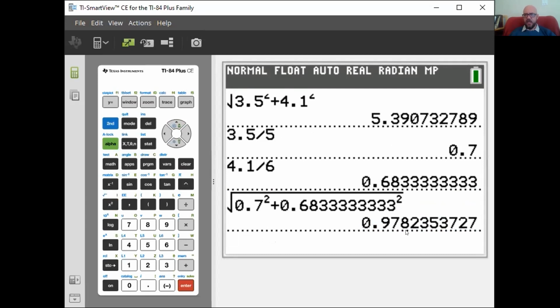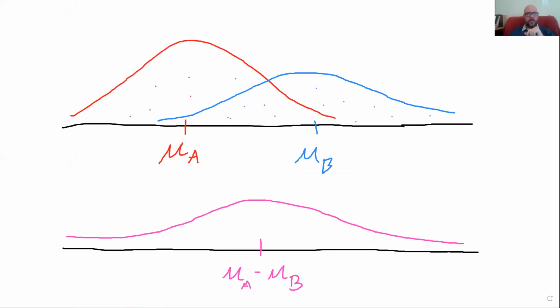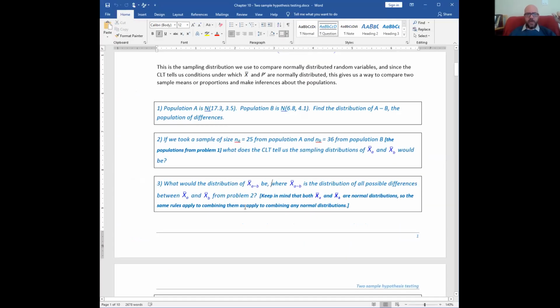So 0.978 is the standard deviation of the distribution of all the possible differences between x bar A and x bar B. Or I should say not the sampling distribution, the distribution of all the possible differences between x bar A and x bar B. That's really what I wanted to say there. Nope, that's not the right share. Sorry, my bad. There's the one I wanted. And so that is my answer to number 3. The mean is the same. The mean is 10.5, right? It's still 17.3 minus 6.8. It's the standard deviations that are interesting.